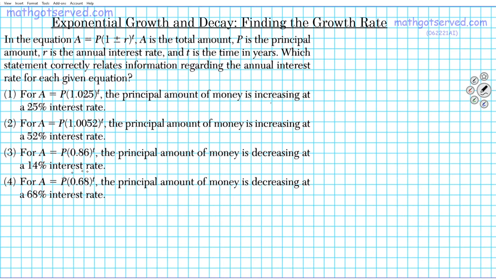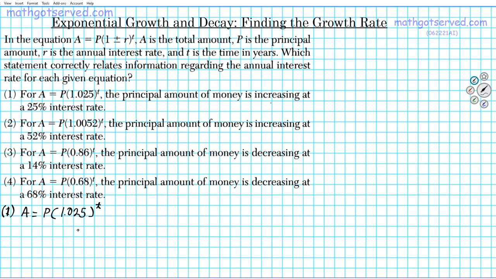All right, so for question number one, the model is A equals P times the quantity 1.025 to the t. Something to keep in mind is that whenever this quantity in the parentheses is raised to a power, if it's bigger than 1, it's a growth rate, and if it's less than 1, it's a decay rate.